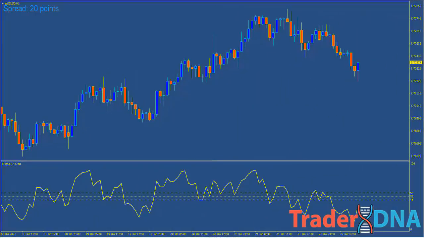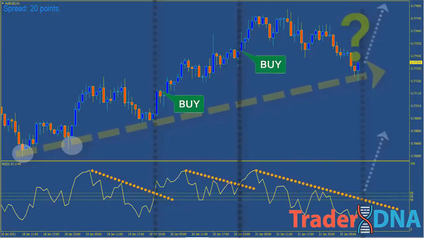Let's look at the next examples. In this Australian dollar bullish chart, we noticed some RSI trendline breaks. The use of the trendline provided additional visual confirmation that a trade opportunity is near. The use of RSI trendline breaks gave buy signals a few candles before the actual move.